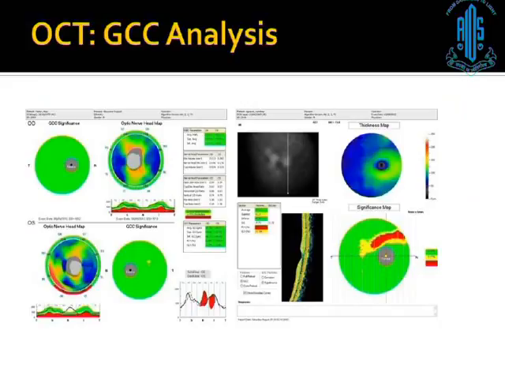And that is what the printout is. In the printout, you get the optic nerve head, the cup, the RNFL. Sorry, this pointer is not working. Can I have another pointer? Thank you.